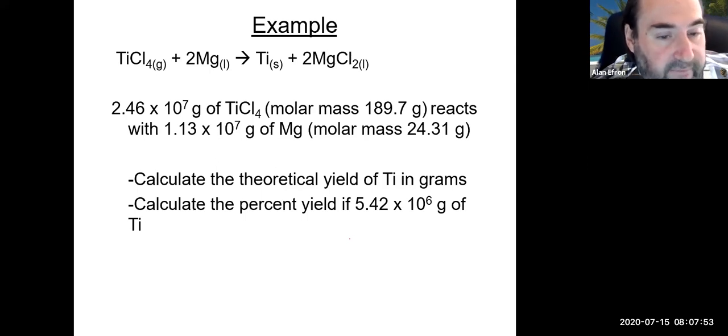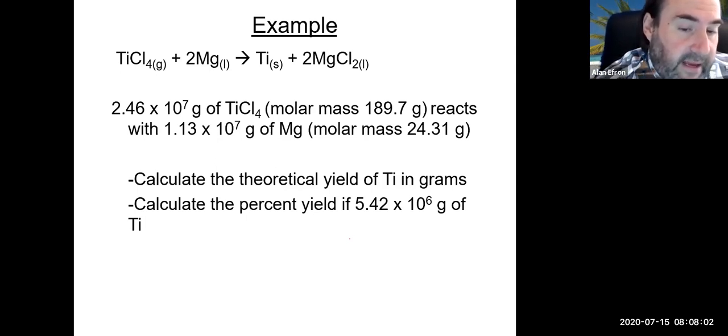So for example, up here in this equation, for every 1 mole of TiCl4, we have to put in 2 moles of magnesium. For every 2 moles of magnesium, we get out 2 moles of magnesium chloride. For every 2 moles of magnesium, we get out 1 mole of Ti. For every 1 mole of Ti, we produce 2 moles of magnesium chloride. So really, those are conversion factors. They're equal to each other.